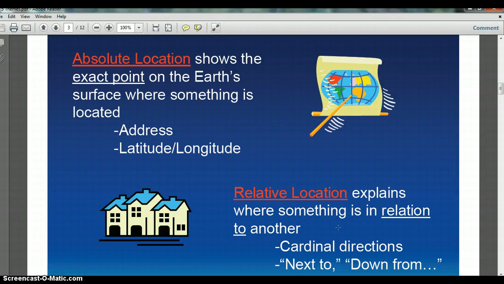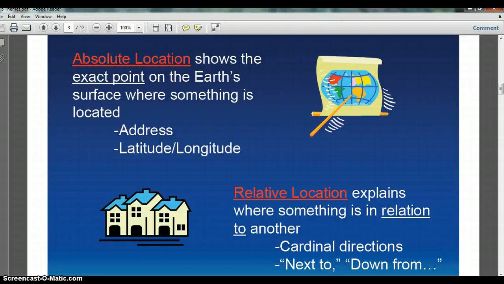Absolute location shows the exact location of a place on the Earth's surface, where it is exactly located, the exact point. This could be an address or latitude and longitude coordinates. Relative location explains where a place is located in relation to another. Hence we call this relative location, in relation to another place.